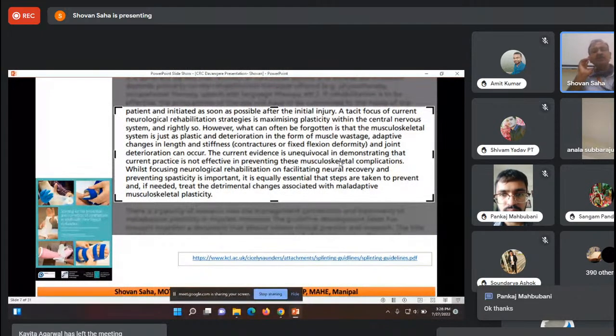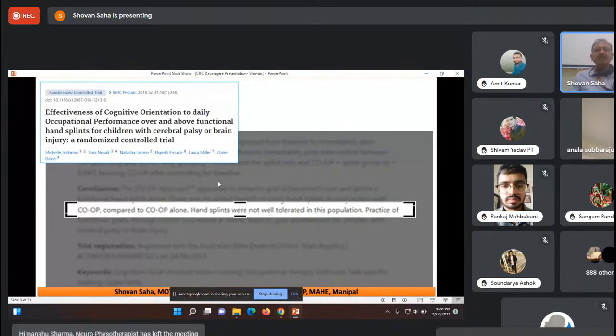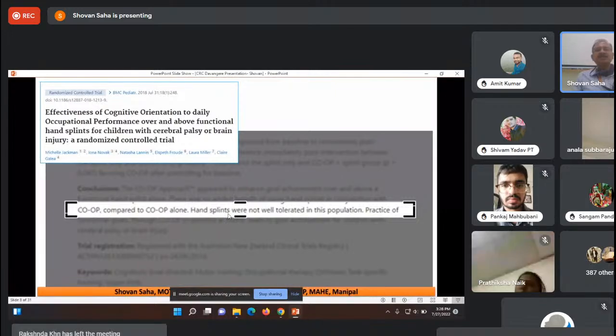Okay, but what about the plastic changes, or the plastic deterioration, happening in the musculoskeletal system in neurological conditions? While focusing neurological rehabilitation on facilitating neuronal recovery and preventing spasticity is important, it is equally essential that steps are taken to prevent and, if needed, treat the detrimental changes associated with this maladaptive musculoskeletal plasticity. So this is one observation that this study had made.